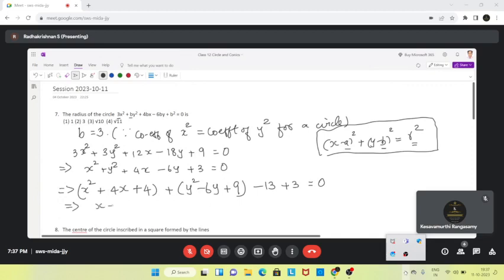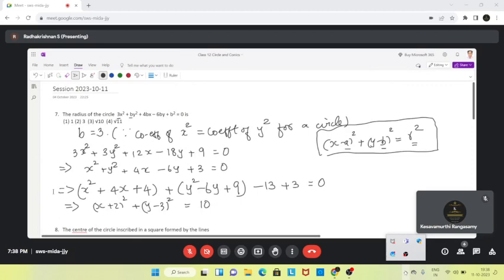This is x plus 2 the whole square plus y minus 3 the whole square is equal to, now this is minus 10. Minus 13 and plus 3. So you take it to the right hand side, it becomes 10. So we have got it in this form, x minus a the whole square plus y minus b the whole square equal to r square.